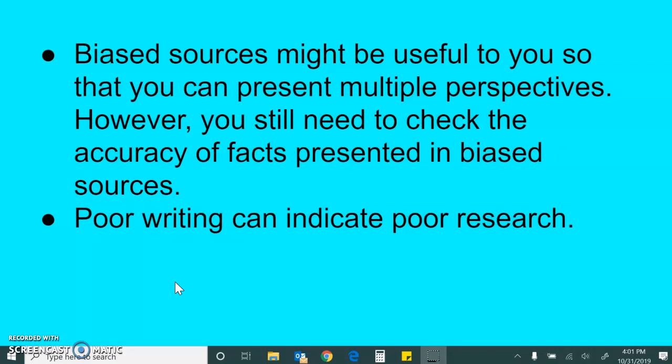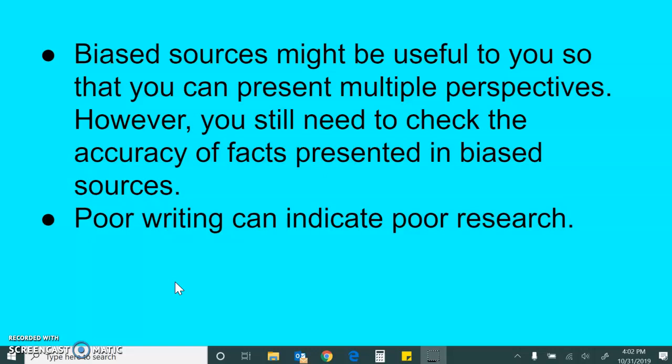Now, we mentioned biased sources before. Those can be useful sometimes. So, for example, if you are writing about a controversial topic such as abortion, you might mostly find biased sources, and you can determine how you want to balance sources from different perspectives. But when there are facts involved, you need to make sure you check the accuracy of those facts.